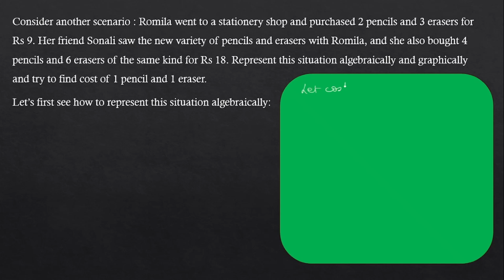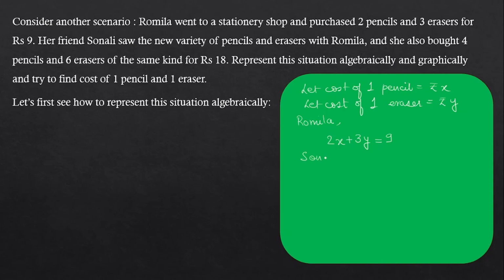So let the cost of one pencil be rupees x. Let the cost of one eraser be rupees y. So for Romila, we see she purchased two pencils. Cost of one pencil is x, so the cost of two pencils would be 2x, and three erasers would be 3y. Together, for two pencils and three erasers, the total cost she paid was rupees 9.